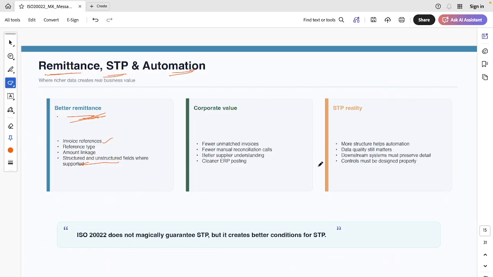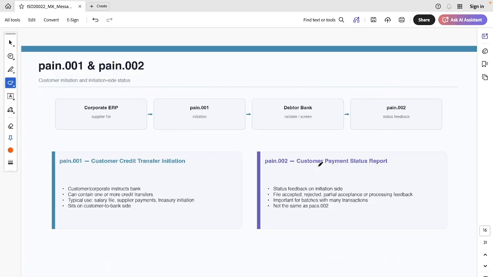Now we move into specific MX messages one by one, starting with the customer initiation and customer side status. Pain.001 and Pain.002. They live mainly on the customer to bank or the initiation side. Okay, they live on the initiation side. Let me just repeat it. Initiation side. They are specifically relevant when corporates, channels, or upstream system send payment instructions to bank.